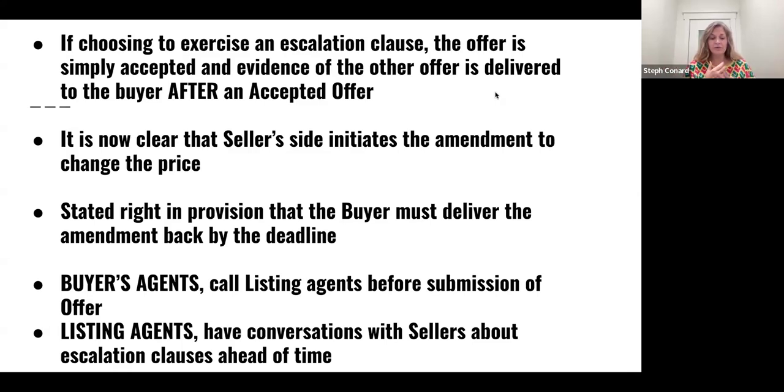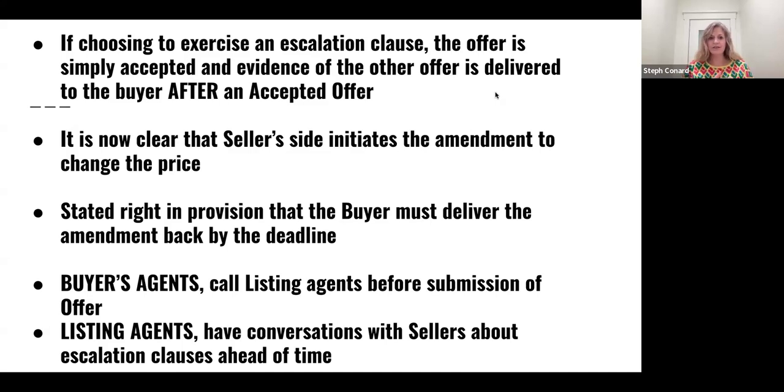So, it might behoove you to ask in your prep calls to the listing agent, we're considering using this. Would your seller be open to using this? Another thing might be the seller might not want to use an escalation clause. They might just want the highest and best. So make sure that's part of your conversation when you're calling the listing agent ahead of time.